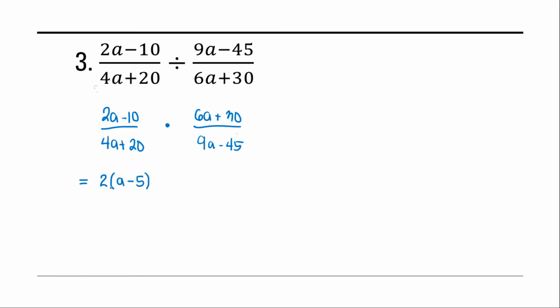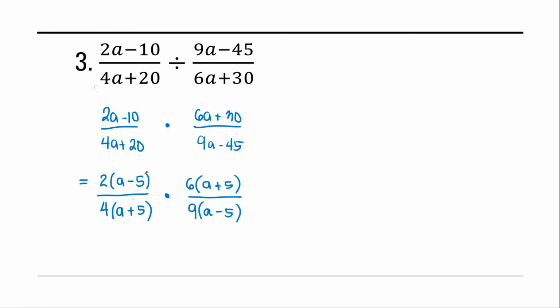10 divided by 2 is 5. So, we check that simply by multiplying it back. 2 times a, that's 2a. 2 times negative 5, that's negative 10. 4a plus 20, GCF is 4. 4a divided by 4 is a. 20 divided by 4 is 5. 6a plus 30, the GCF is 6. So, 6a divided by 6, that's a. And 30 divided by 6 is 5. Next, we have 9a minus 45, the GCF is 9. And we have 9a divided by 9 is a. 45 divided by 9 is 5.